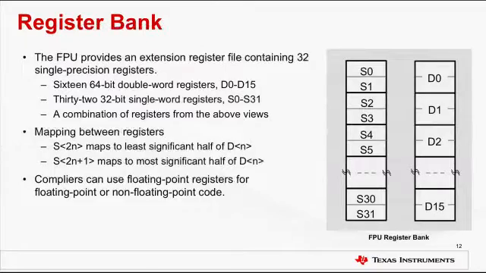The floating point unit provides an extension register file containing 32 single precision registers. There are 16 64-bit double word registers D0 through D15, and 32 32-bit single word registers S0 through S31. Compilers can use floating point registers for floating point or non-floating point code. Please note that only single precision floating point is supported, except for two double precision load and store instructions.